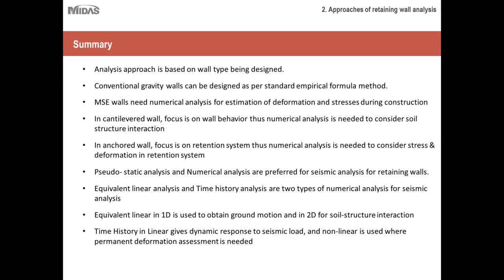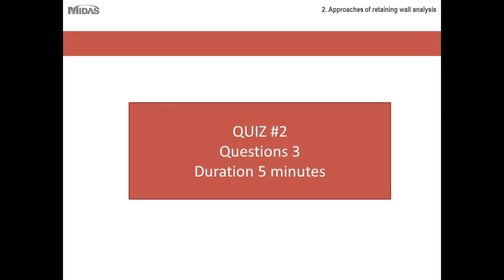While time history in linear gives dynamic response to seismic load, nonlinear is used where permanent deformation assessment is needed. So basically, nonlinear time history analysis is the ultimate thing that you could do for a retaining wall in a high seismic zone. But most of the time we do linear time history to determine the dynamic response of the structure due to the seismic load. Thus, nonlinear time history is useful in high seismic zones.